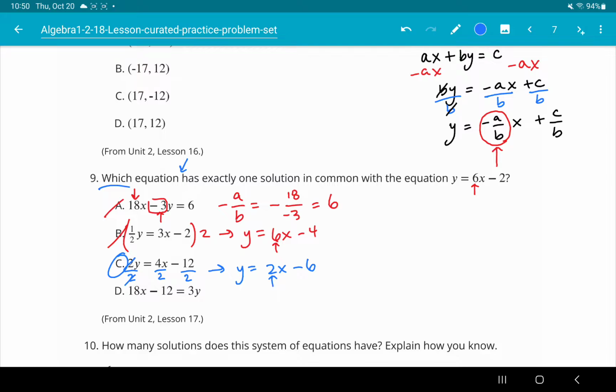So let's look at the last one. This one looks like it's written backwards, and that's okay. Let's just divide everything by 3, since there's a 3 in front of the y. So let's divide this by 3, divide this by 3, and we're going to get y. I'm going to switch sides at the same time. Y equals 18 divided by 3, well that's 6x, minus 12 over 3, that's 4. Well, that's the 6 that I was not trying to get, so I know that D is not an answer. So now I know for sure C was the answer.